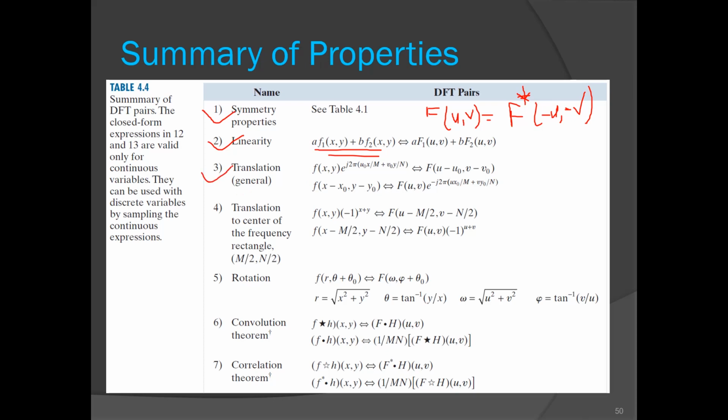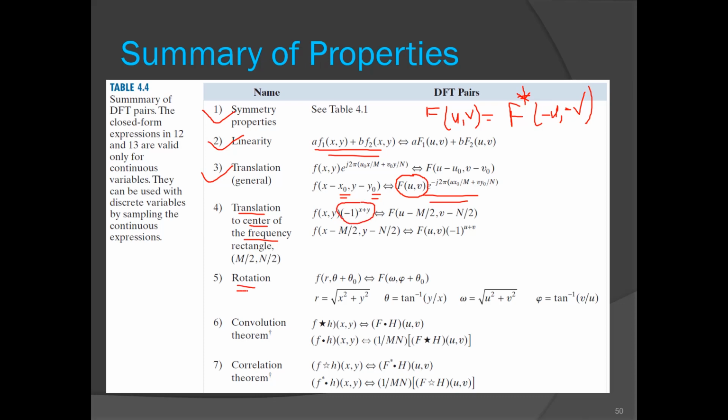Then we have seen a translation. If you translate the original by vector (x0, y0), the magnitude remains the same, only a phase change will be there by this much factor. And translation to the center of the frequency rectangle. For that we multiply the original image by this factor.